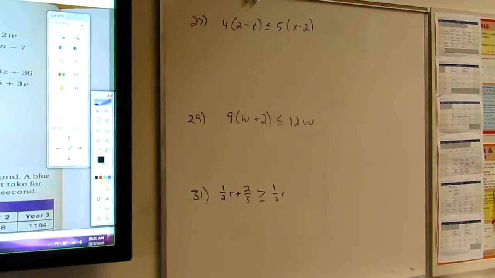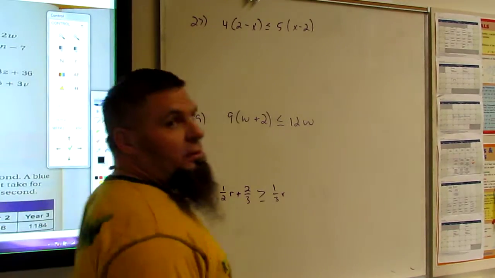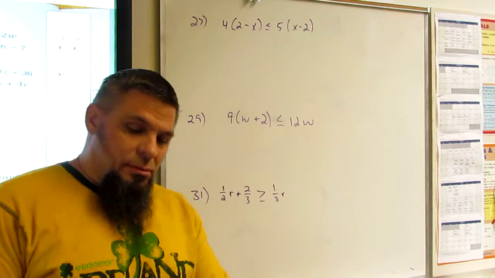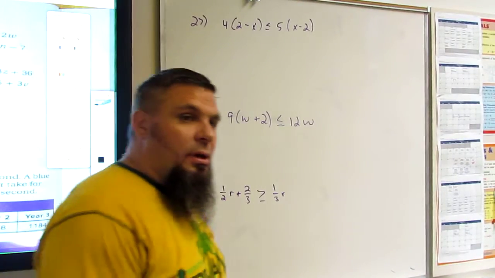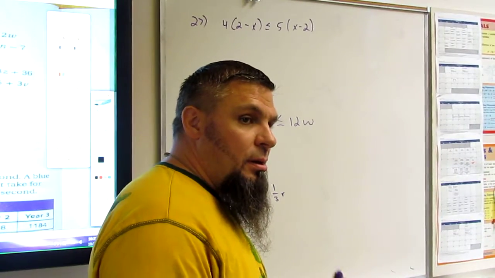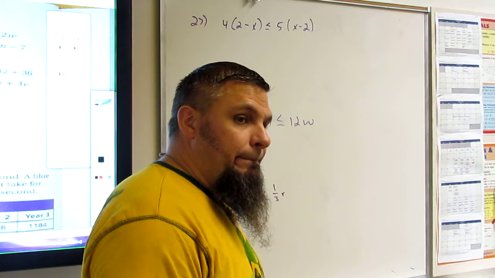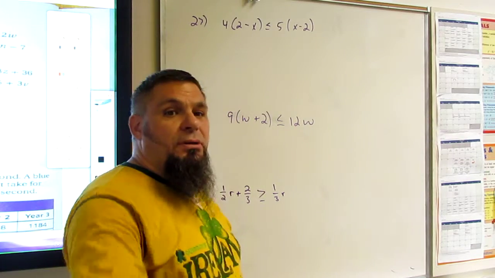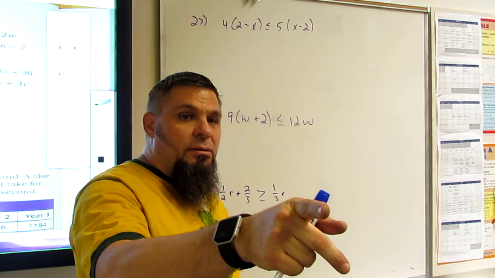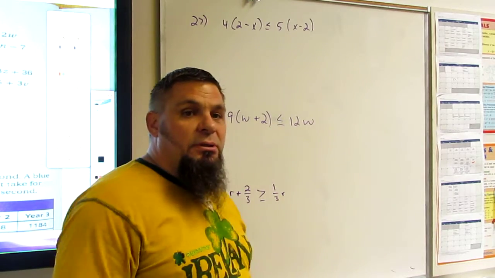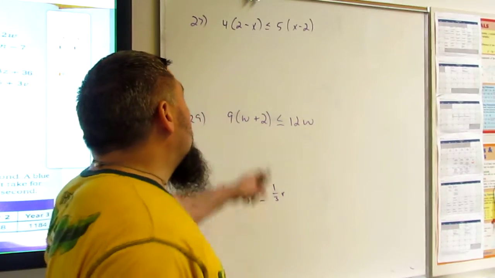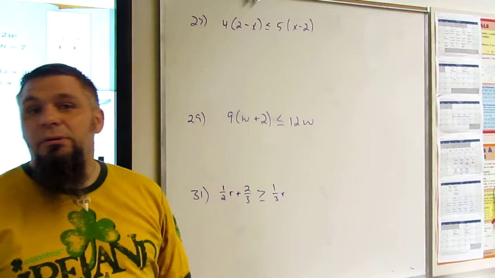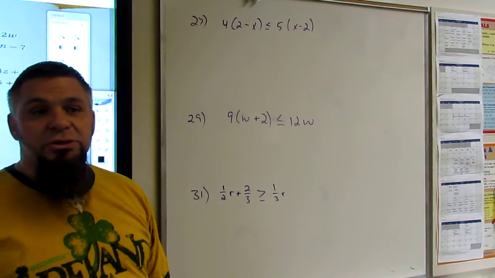Richard, what am I doing with 27? First step. Not sure? Cat? What am I doing with 27? With what? 27. Not sure?